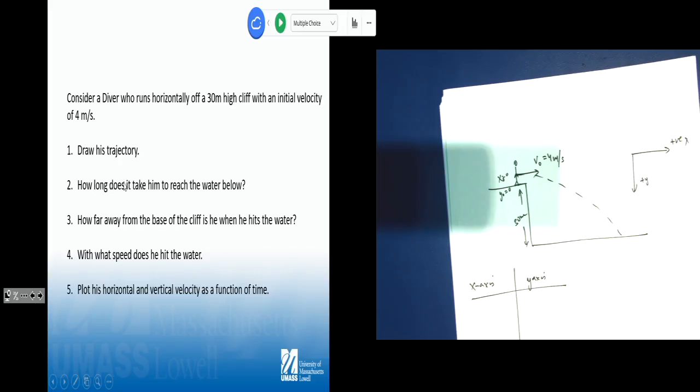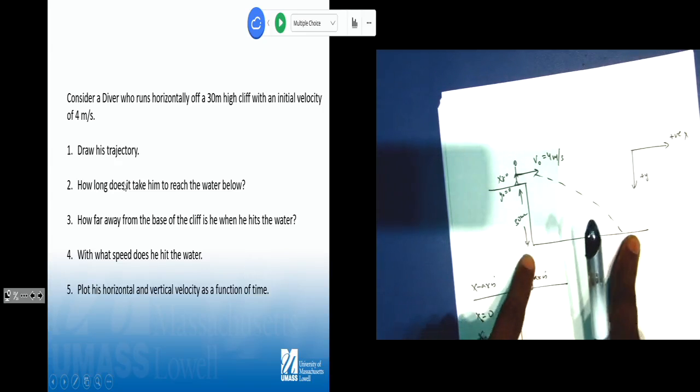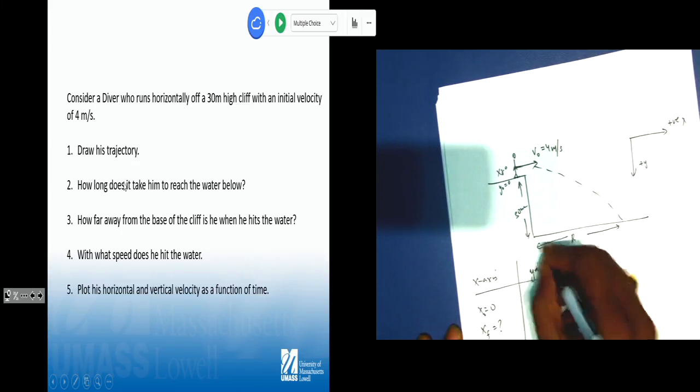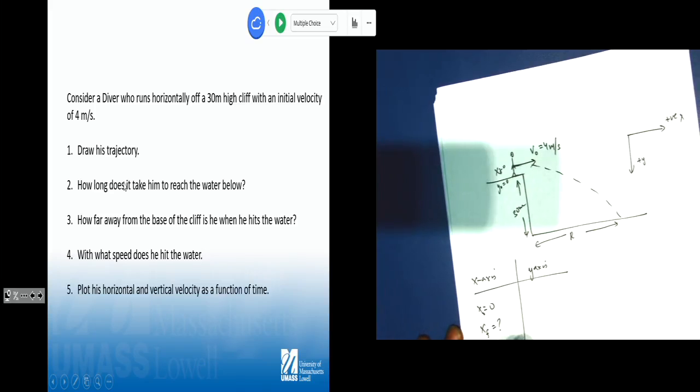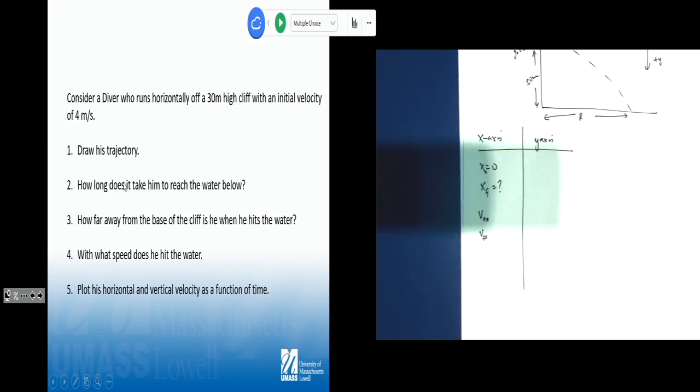Okay, so my initial position in the x-axis is 0. My final position in the x-axis is unknown. I do not know how far from the base of the cliff he lands. I'll call that r, and it's an unknown. My initial velocity in the x, by the way, I'm putting initial velocity and final velocity in the x there, but it's the x-axis.